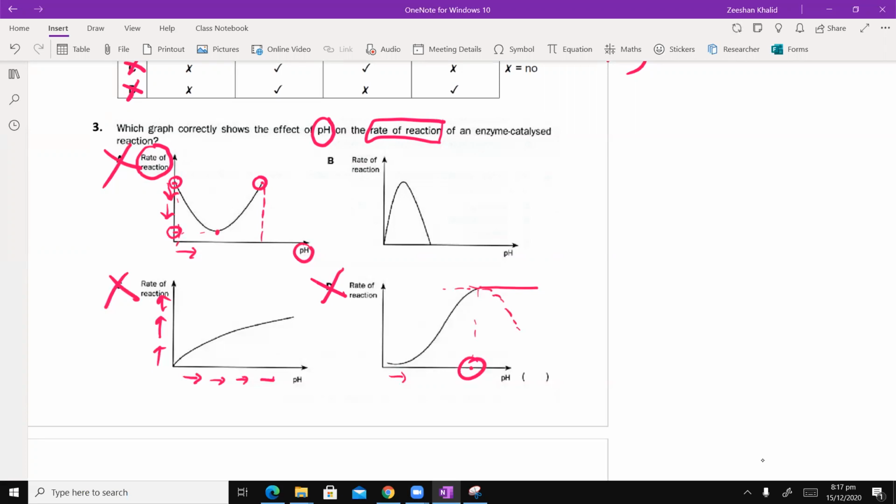But if you look at graph B, that looks like a very good pH graph because you can clearly see that this is the pH value which is the optimum. Why is this the optimum? Because the rate of reaction is maximum. And once you go beyond the optimum, either on the left or the right, the rate of reaction decreases. And this is exactly what we saw how the graph should look like. So the correct answer is option B.